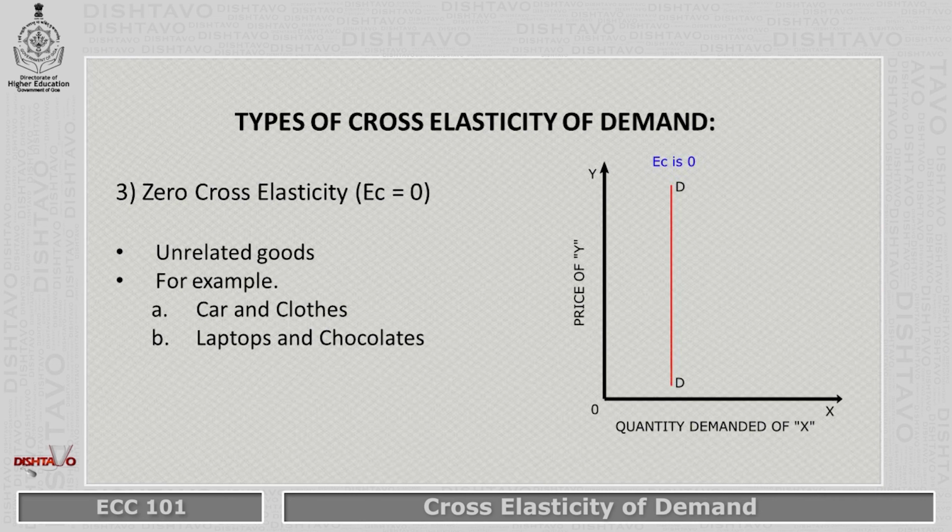We observe in the diagram that the demand curve is a vertical straight line, and any rise or fall in the price of Y will not affect the quantity demanded of X. Quantity demanded of X will always remain fixed. So the coefficient is equal to 0.